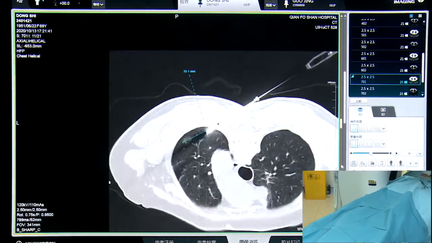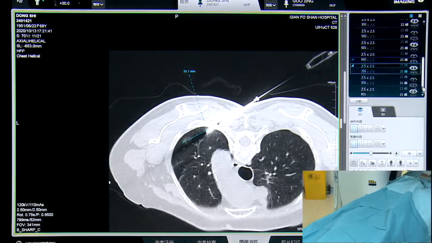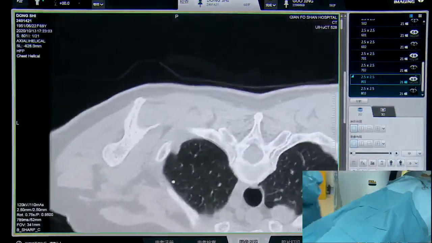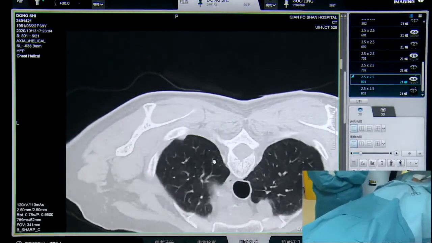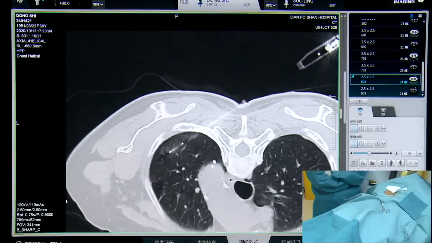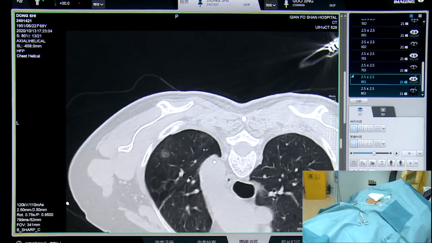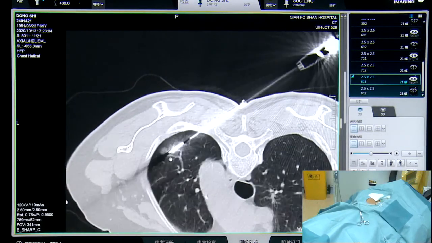What system? A coaxial system. You mean the coaxial system of biopsy and microwave ablation? Yes. You mean that system? Usually, it may be helpful sometimes.